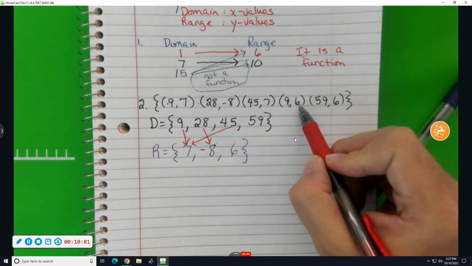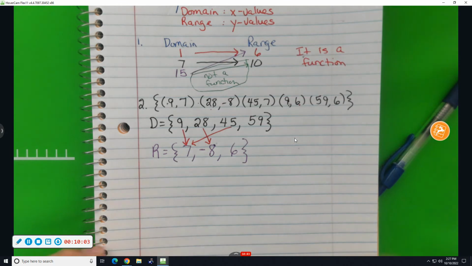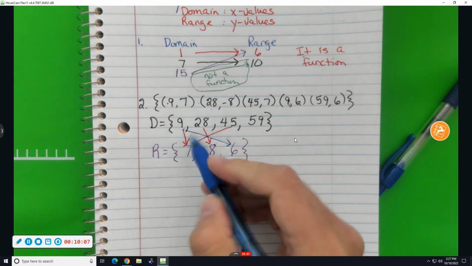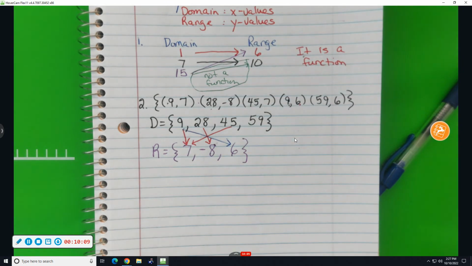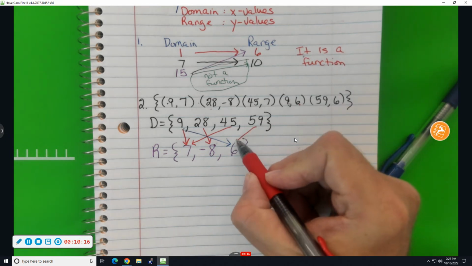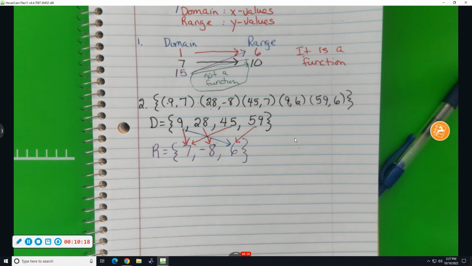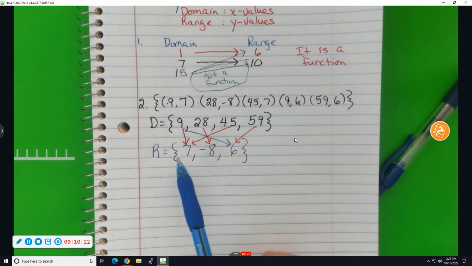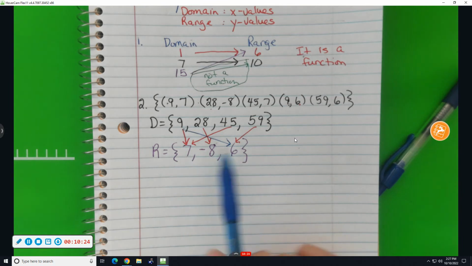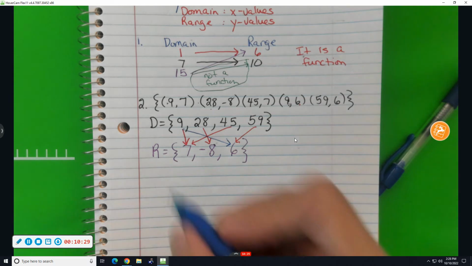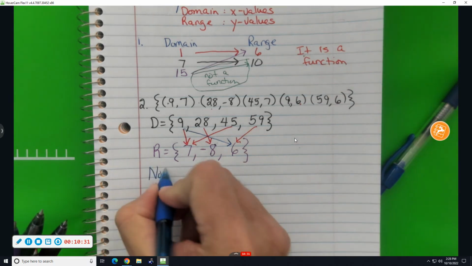What's about to happen? Yeah, I'm getting 2 arrows from the number 9. So what am I thinking this is going to be? Will it be a function or not? No. Why is it not a function? Because here's an x value that was assigned 2 different y values, 7 and 6. Okay? So this is not a function.